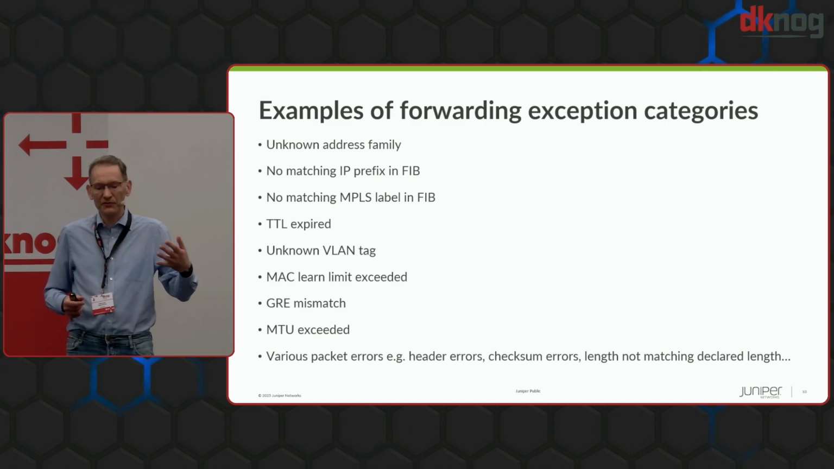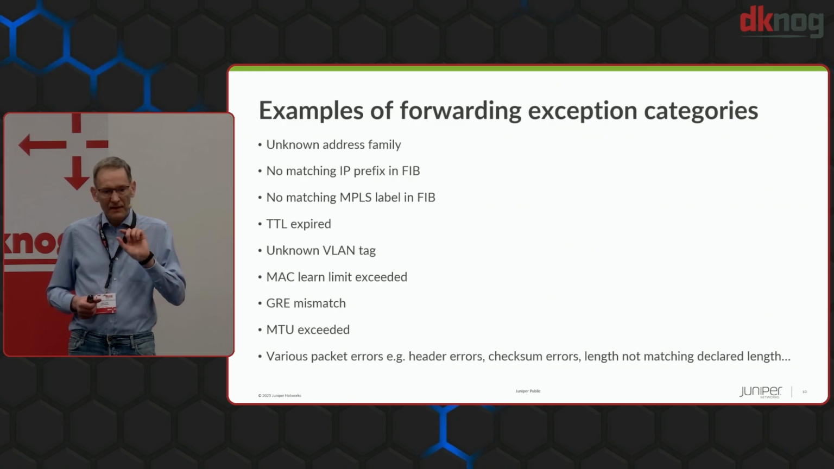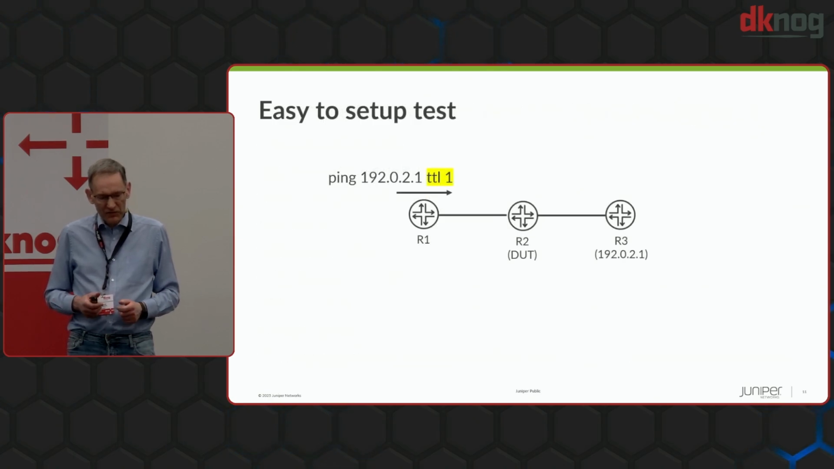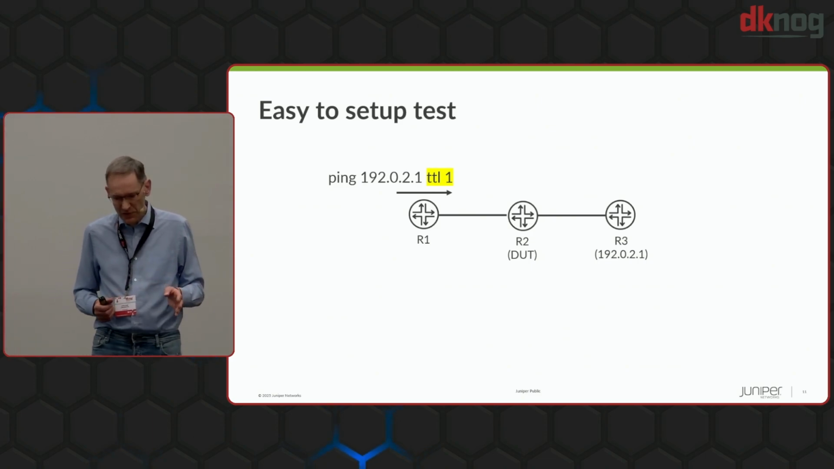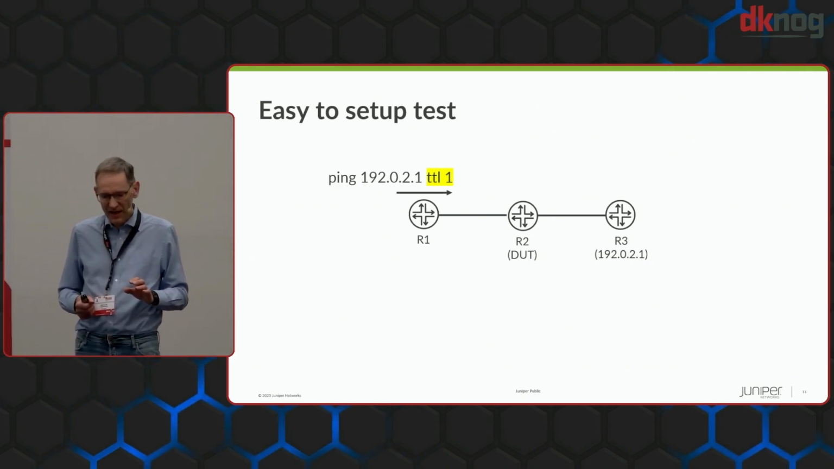So those are the types of categories, examples of those. Each of those has a corresponding exception code in the IPFIX report that gets sent out when the PFE drops the packet. So if you want to do some tests in the lab, this is the easiest way of setting up some tests. You could just have 3 routers in a row.